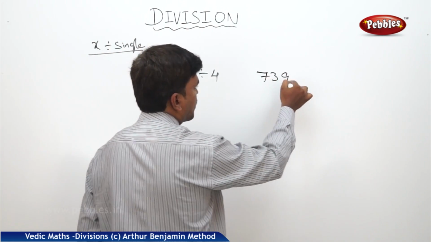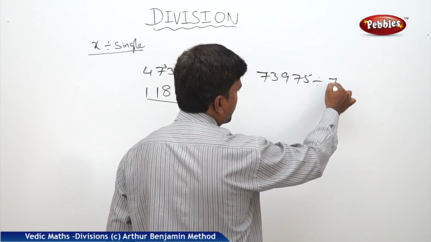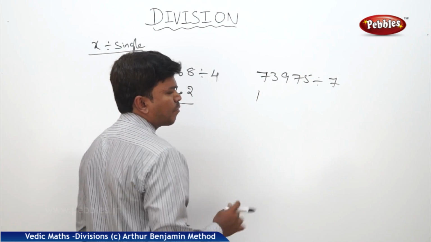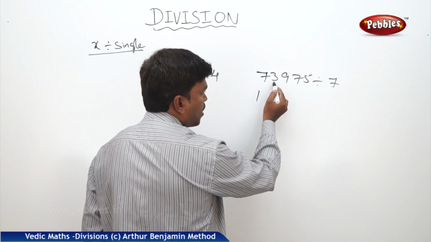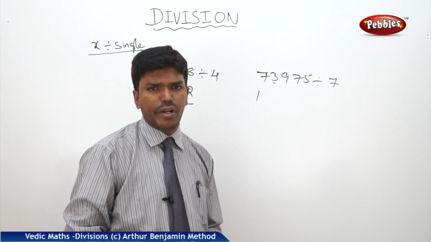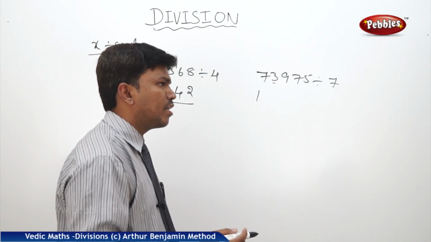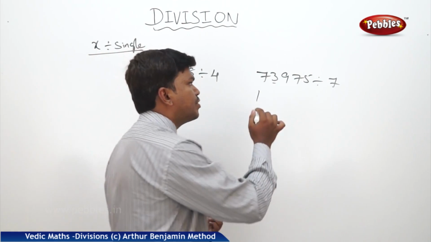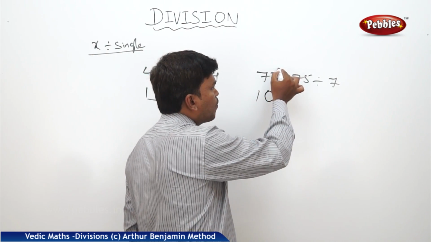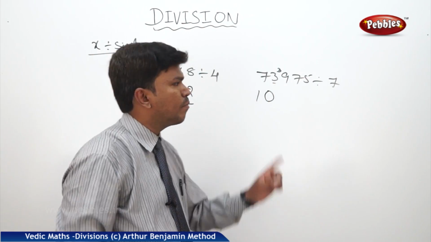7, 3, 9, 7, 5 divided by 7. I want to divide it by 7. First, 7. How many times does it go? 1 time. No remainder. Now 3. How many times does it go in 3? Will it go? It doesn't go. But I can say it will go, but 0 times. 7 zeros are 0. Now put the remainder, that is 3, before the next number.